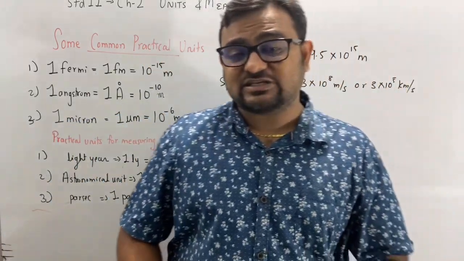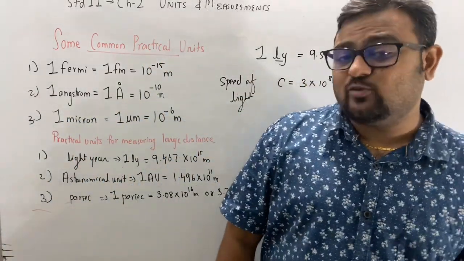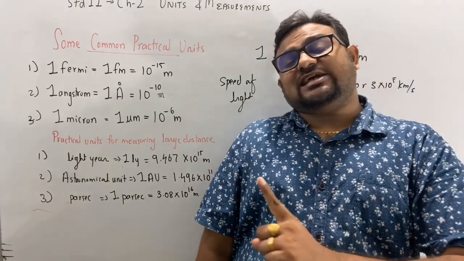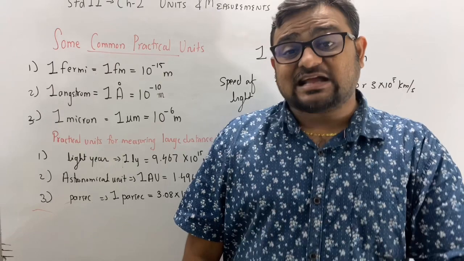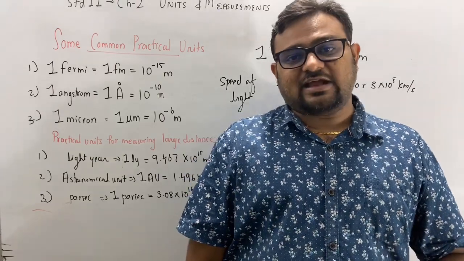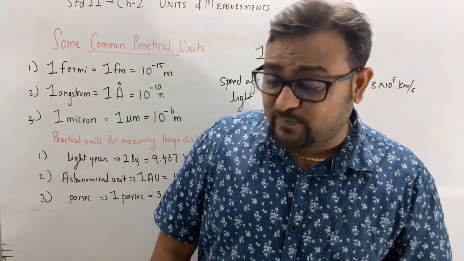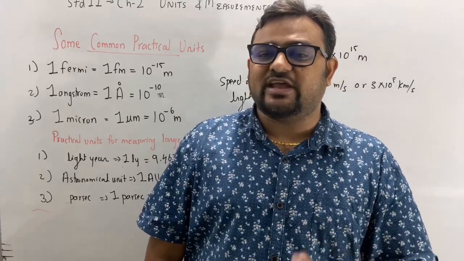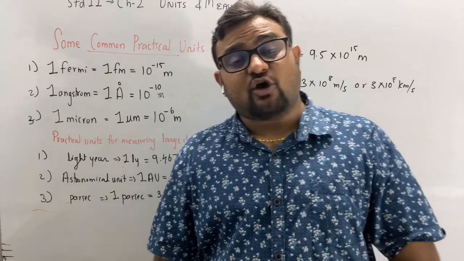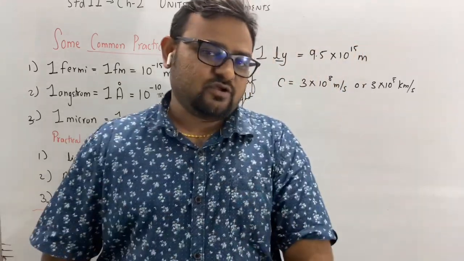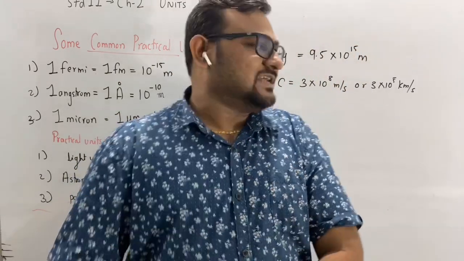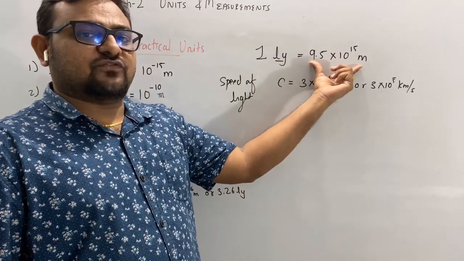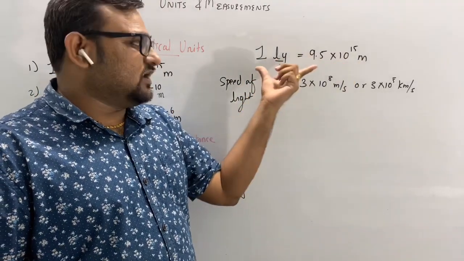Light is traveling at a speed of 3 lakh kilometer per second, means in 1 second it is covering a distance of 3 lakh kilometer, right? With that speed, just imagine how far it would reach in a period of 1 year. That distance is called light year, 9.5 into 10 raised to 15 meter. That is 1 light year.